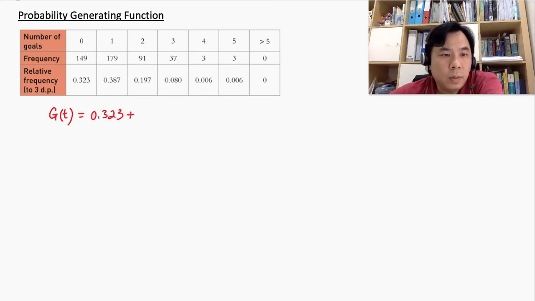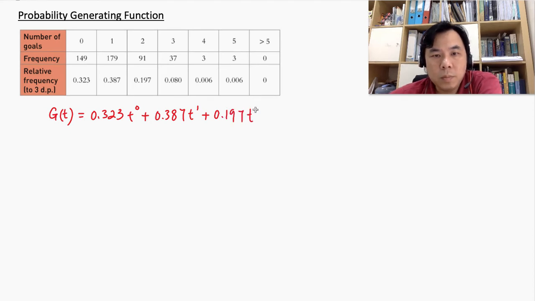Okay. Maybe I'm going to write it down explicitly. Now t to the power of 0 because it has a discrete number of 0 here. The second one, third one, and then we have t cubed, and then we're going to proceed on.